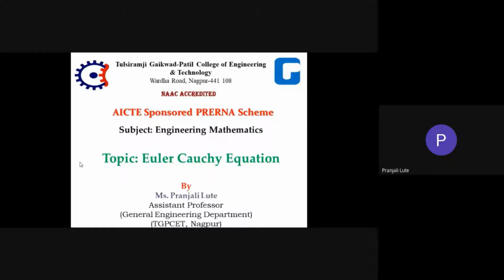So students, in previous lecture we discussed how to find out the complementary function and how to find out the particular integral. There are some cases of finding complementary function and some cases of finding particular integral. So before starting this Euler-Cauchy equation, we revise all the portion, how to find out the complementary function and how to find out the particular integral.